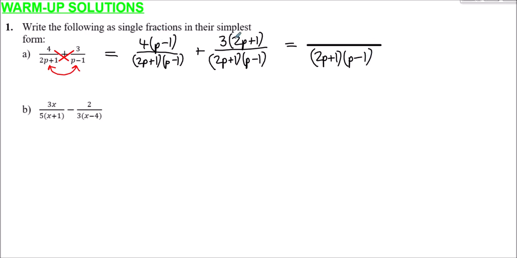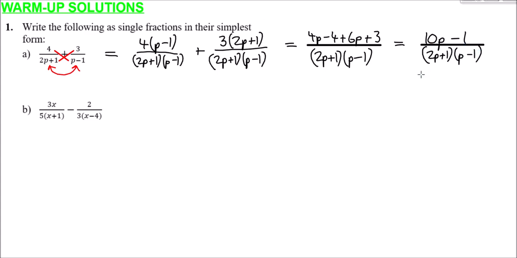4 lots of p minus 1 obviously becomes 4p minus 4, and over here 3 times 2p becomes 6p, 3 times 1 of course is 3, and so we can simplify this one more time to arrive at our final fully simplified solution. 4p plus 6p on the numerator becomes 10p, and minus 4 plus 3 overall is minus 1, and all that is over the denominators factorised into 2p plus 1 brackets p minus 1. And so that's the first one complete.